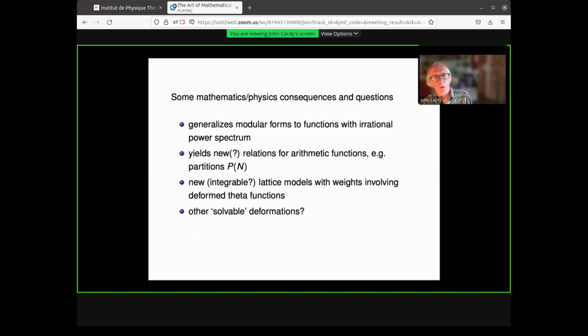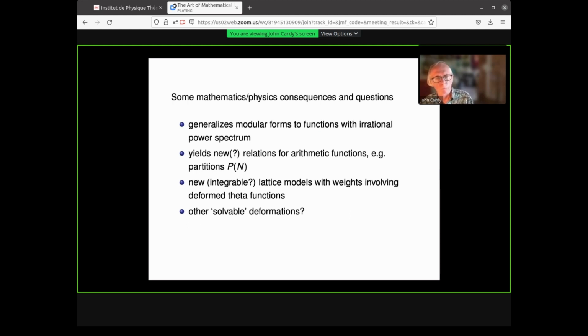You can look at deformed modular identities, which give you interesting relations for arithmetic functions. For example, you know that the inverse of the Dedekind eta function is the generating function for the number of partitions of an integer, and there is a deformed version of that that appears to lead you to interesting and possibly new relations involving p(n).